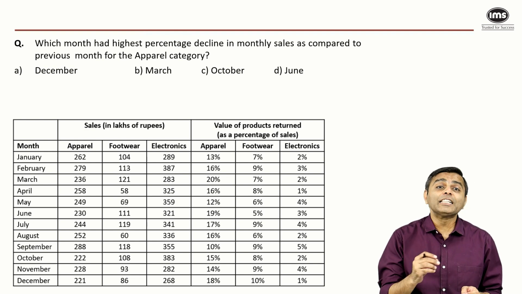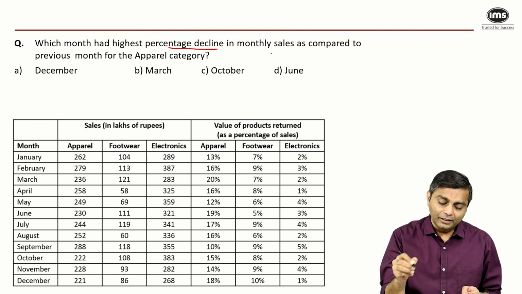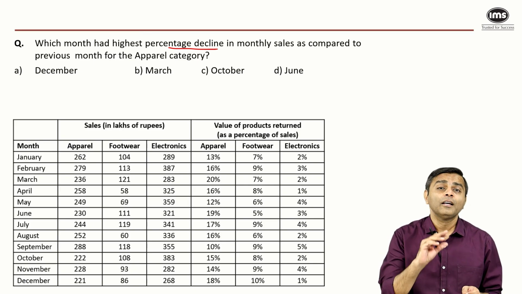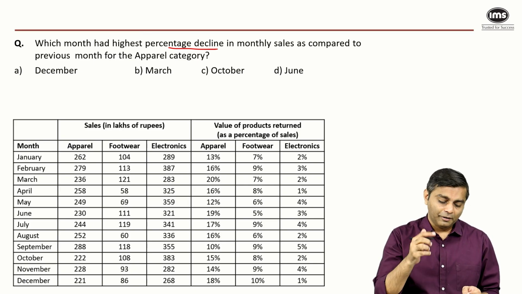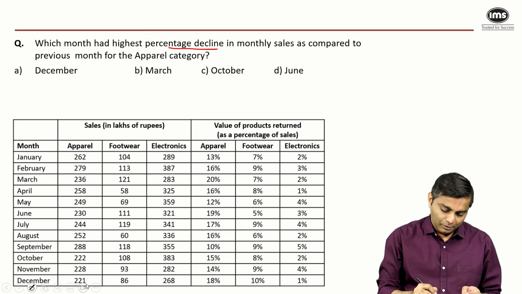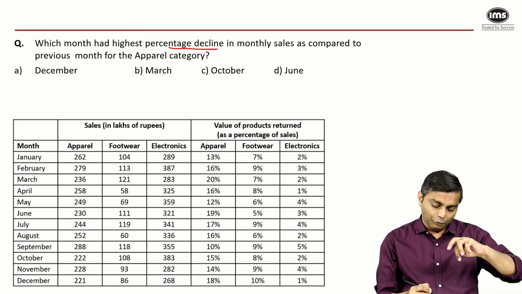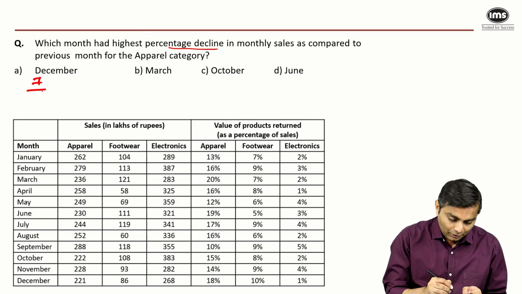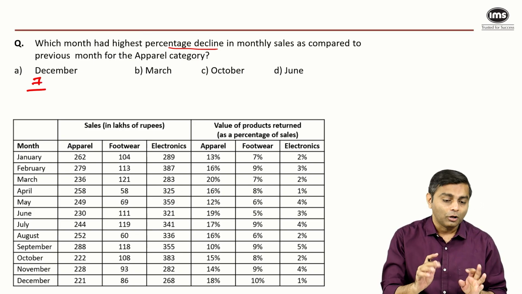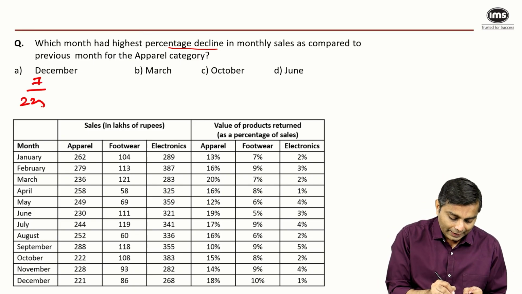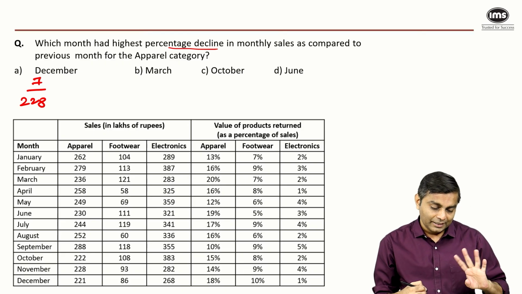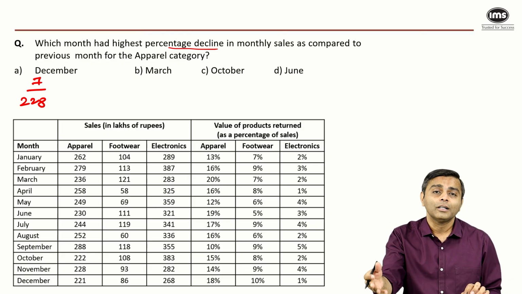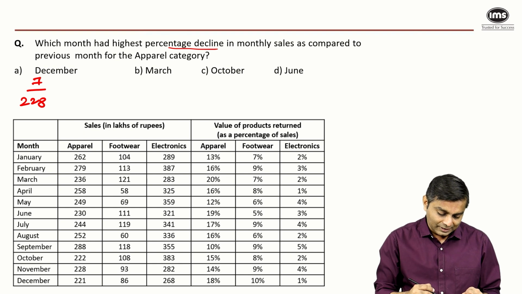Which month had the highest percentage decline in monthly sales as compared to the previous month for the apparel category? So apparel decline with respect to the previous month. So if we say December, basically 221 declined from 228. So there is a decline of what? 7 on how much? On the previous value always. Okay, so this is 7 on 228. This is the percentage decline. And they've asked only sales, so we don't have to figure the returns. Great. So this is December, 7 on 228.